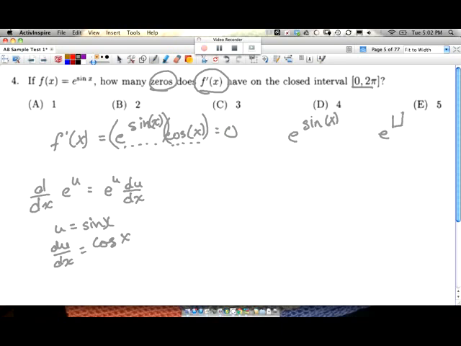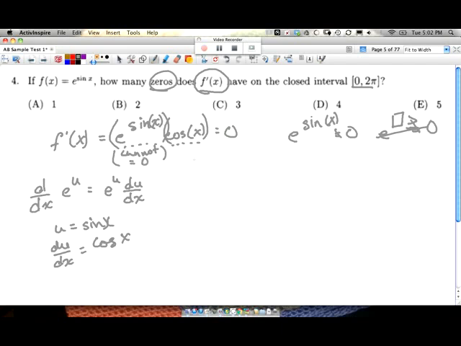well really e to the anything does not equal 0, because it's an exponential function and there's no constant, no plus c out here, that would help balance this out to a 0. In fact, this is always going to be greater than 0. So there's no way that e to the sine x can equal 0. Does not happen.